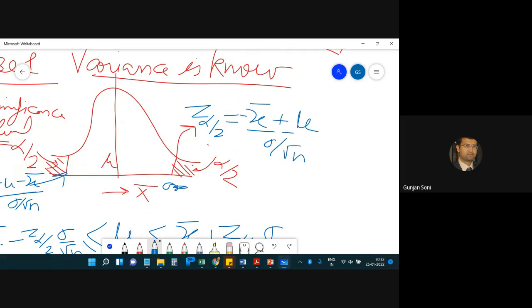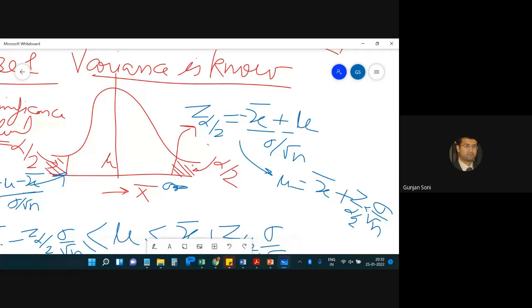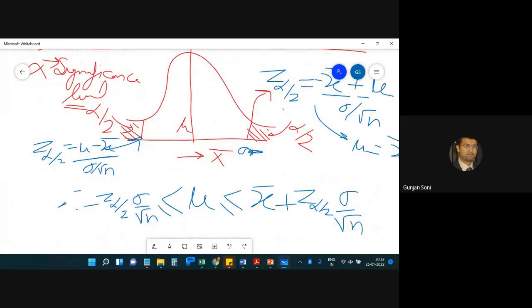So if we express mu from this, mu will be equal to x bar plus z alpha by 2 sigma by root n, right? With this formula. Similarly, another change we need to make on the other side as well, it will be x bar minus mu, because of the negative on the other side. So then using that, we get this formula over here.